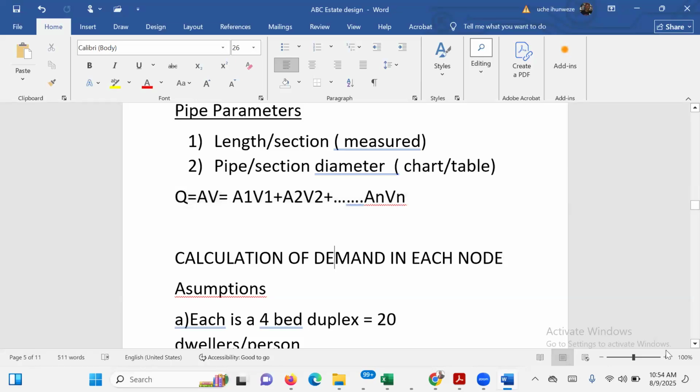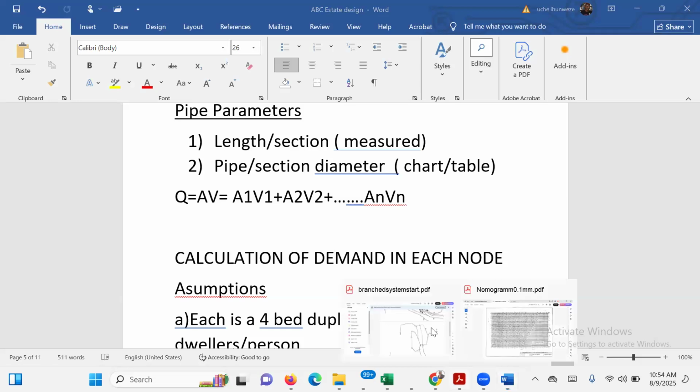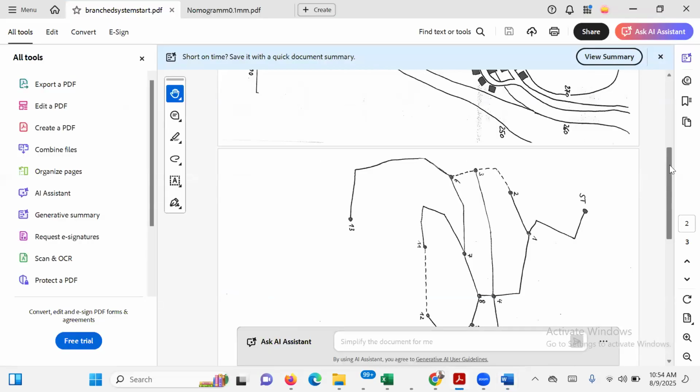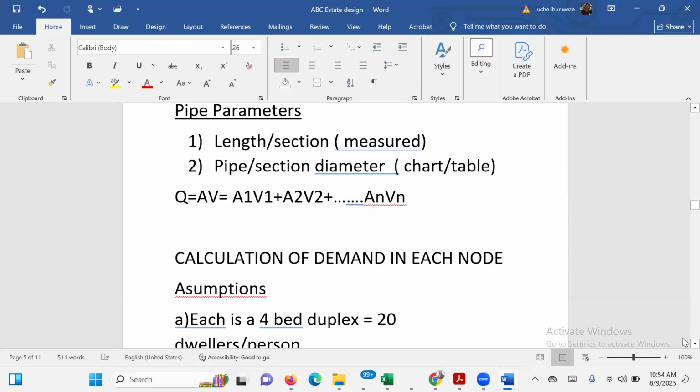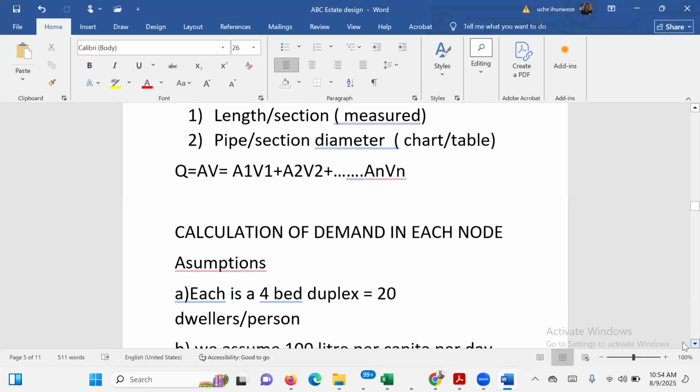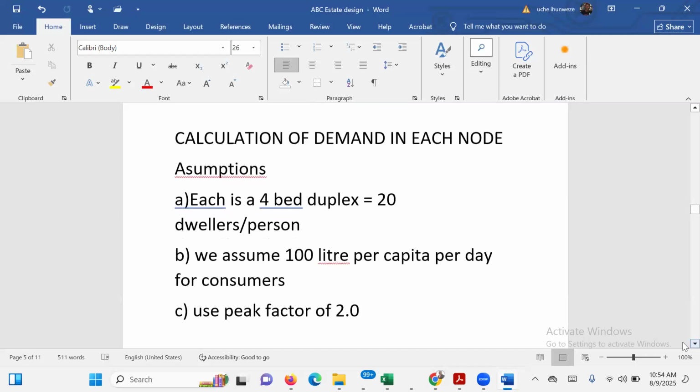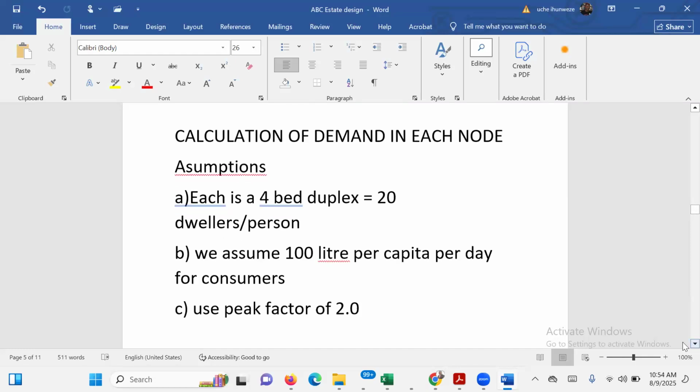So for this exercise, this design that we're going to do now, we are assuming that each of these houses is a 4-bedroom duplex. These are the estate uniform design. And we said that each duplex will have 20 people dwelling inside. Yes, somebody can argue that this is too much. Yes, you can reduce it to 15, you can even reduce it to 10. But remember what we said last week: you must design for the worst case scenario.